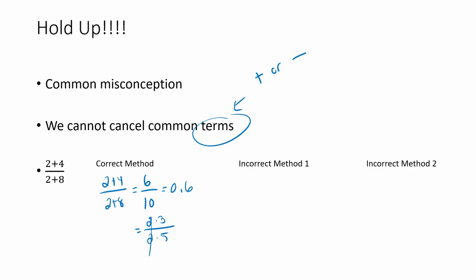And now those cancel, leaving me with 3/5 or 0.6. I actually like that. Okay, that is the correct way to do that. So that particular fraction is equal to 0.6.